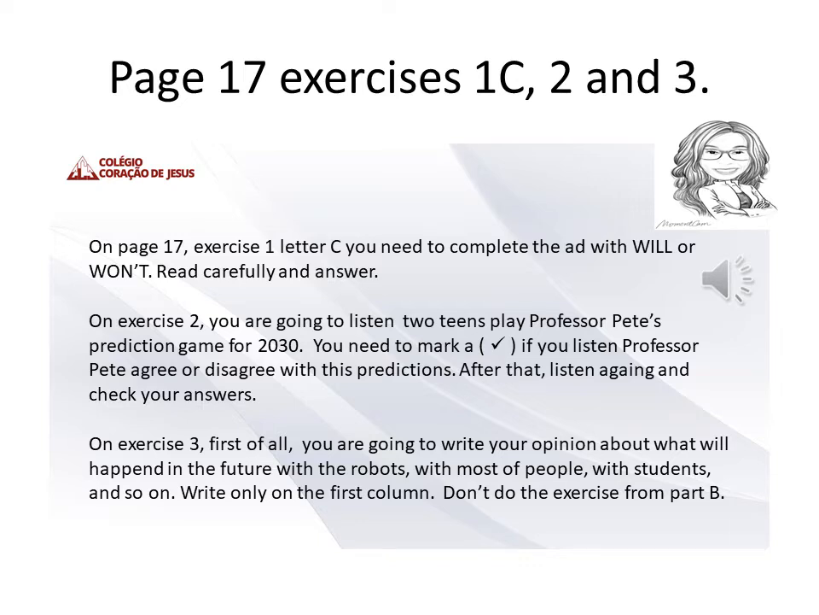Page 17, exercise 1C, 2, and 3. On page 17, exercise 1, letter C, you need to complete the ad with will or won't. Read carefully and answer. On exercise 2, you are going to listen to teens play Professor Pete's prediction game for 2030. You need to mark a tick if Professor Pete agrees or disagrees with these predictions. After that, listen again and check your answer.